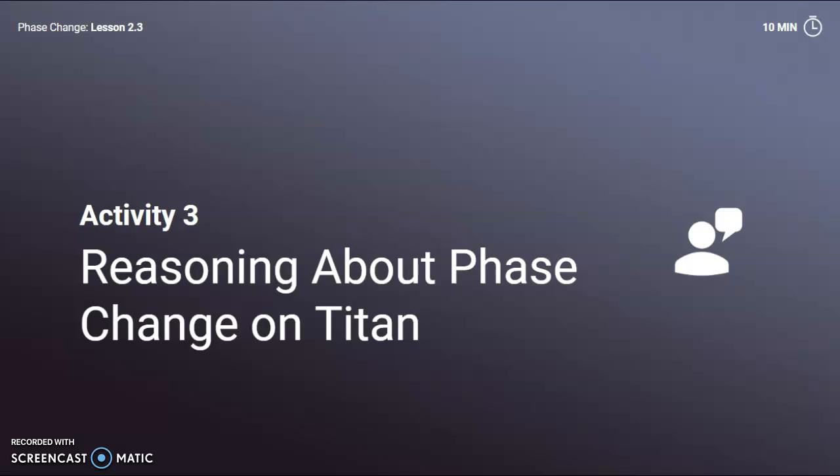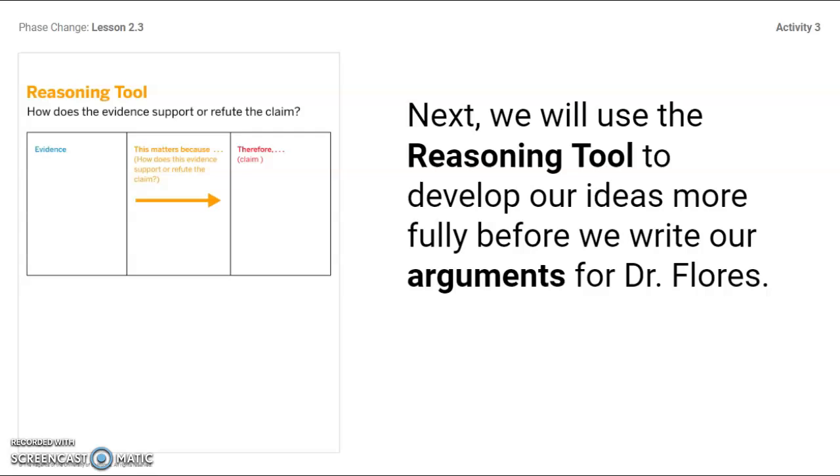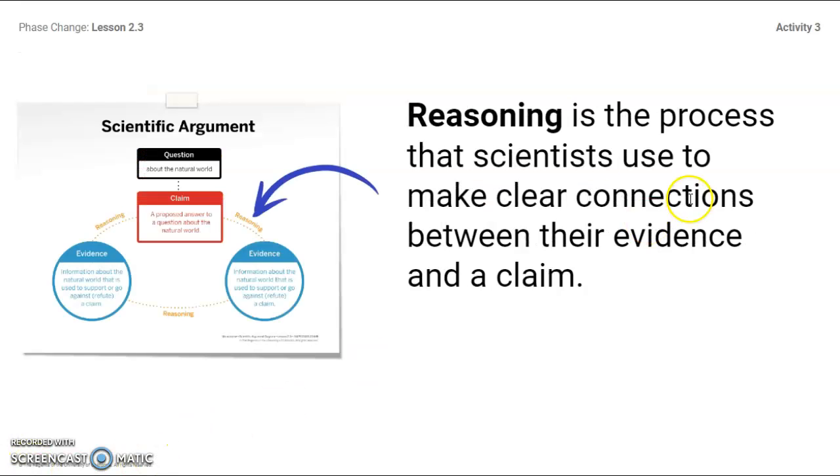So in activity 3, reasoning about the phase change on Titan. Next we're going to use the reasoning tool to develop our ideas more fully before we write that final argument for Dr. Flores. So if we have a piece of evidence, we need to have a claim and we need to give a reason for using that piece of evidence to back up our argument. So we want to look at the reasoning that we have in order to be able to explain why this evidence connects to the claim.